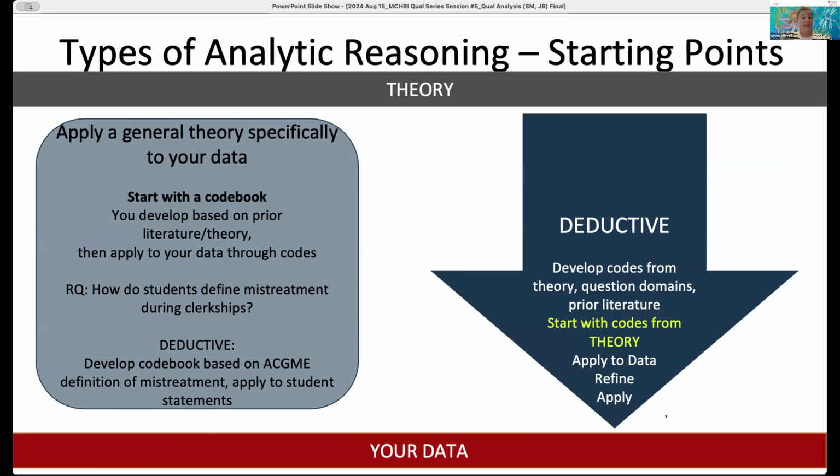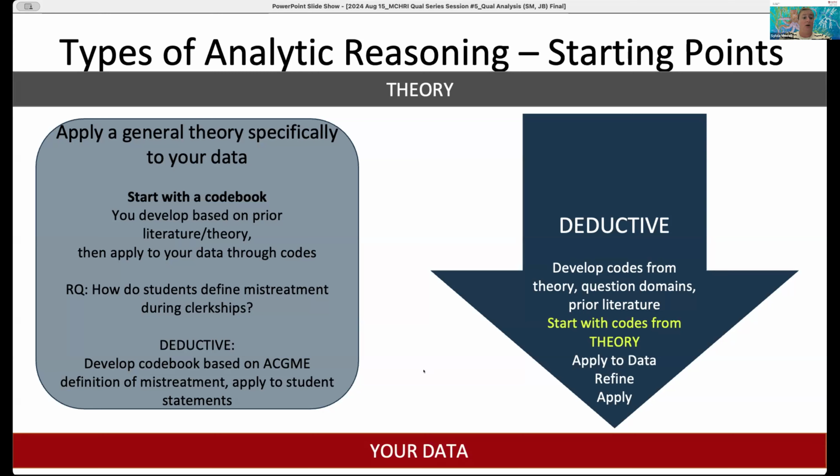If we were to do a similar process deductively, what this means is we develop our codes from the theory. The question domains from our interview guide might also have been influenced by that specific theory itself from prior literature. So you start developing codes based on the theory, and then you apply that to your data set. They still might need to be refined and adapted to your own analytic work and your own transcripts, but you start from the theory standpoint.